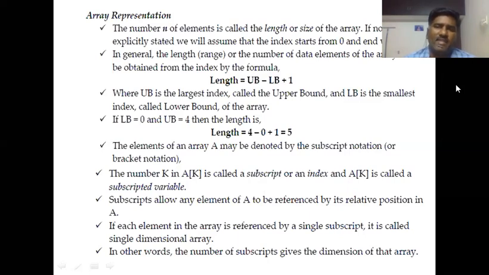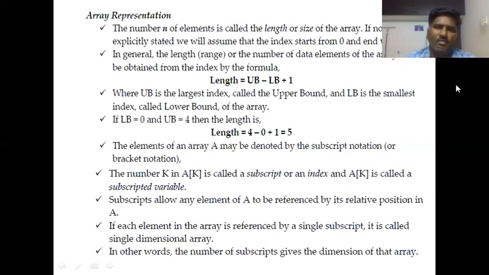can be obtained from the index by using the formula. So length, that means size. Length equals upper bound minus lower bound plus 1. Upper bound means n minus 1, that is 6, minus lower bound, 0. So plus 1. So 6 plus 1 equals 7. So this is called the length of the array.